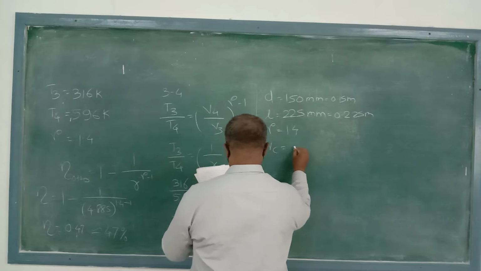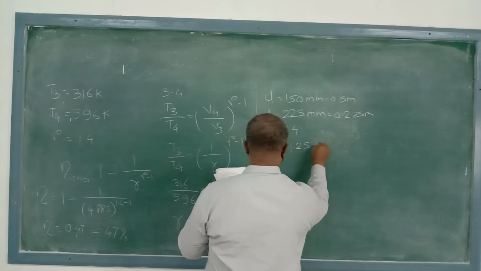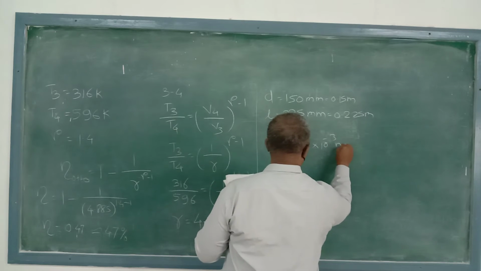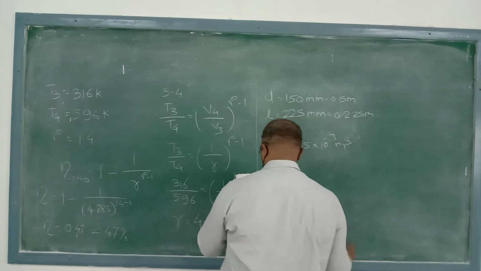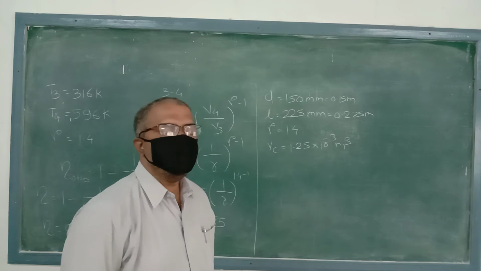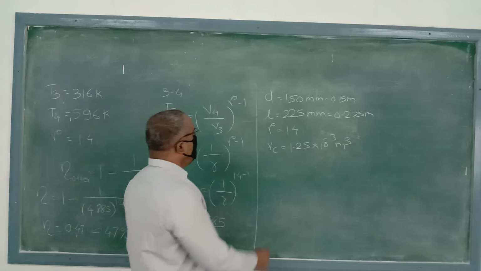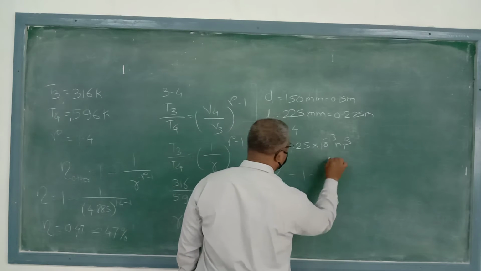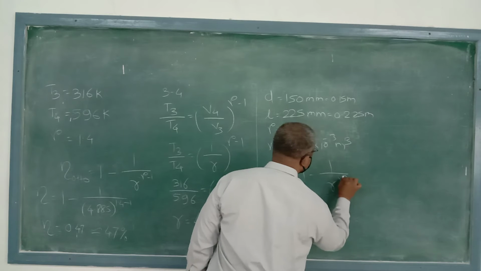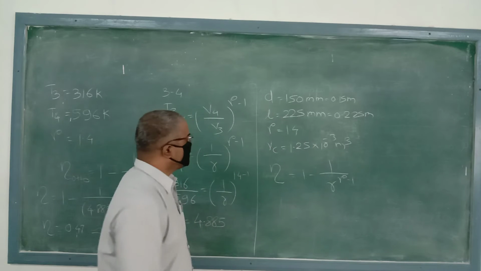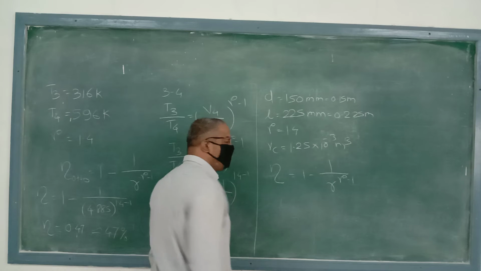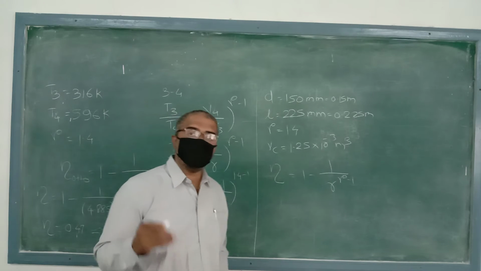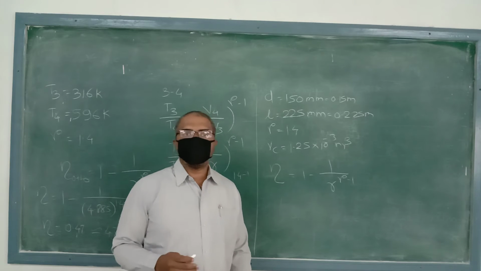Vc is equal to 1.25 into 10 raised to minus 3 meter cube. Now in this problem, again our efficiency formula is equal to 1 minus 1 upon r raised to gamma minus 1. So the value of gamma is given, the value of r is unknown. Now we have to calculate the value of compression ratio.